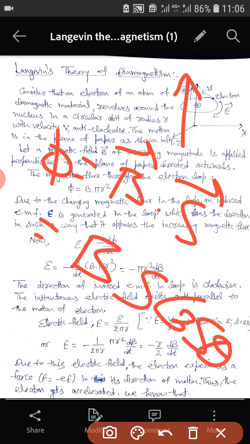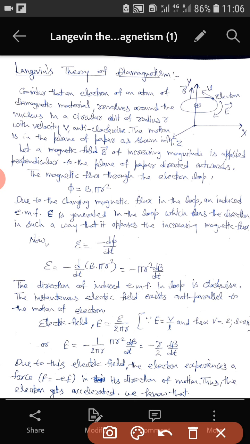B and outward normal of the surface are in the same direction. Theta is 0, so this will become only BS, where S is the area of the circular loop. This area will be pi r square, and that's why the magnetic flux phi associated with this current loop will be B into pi r square.